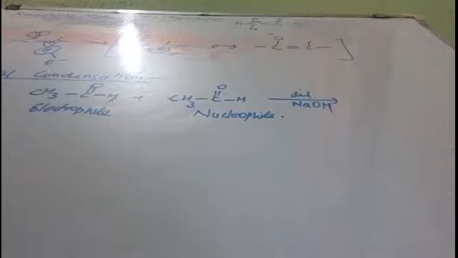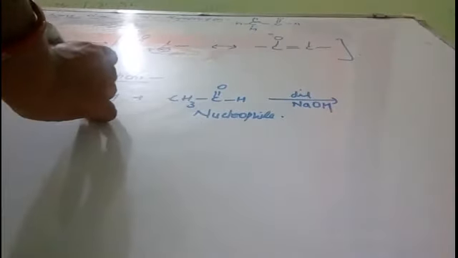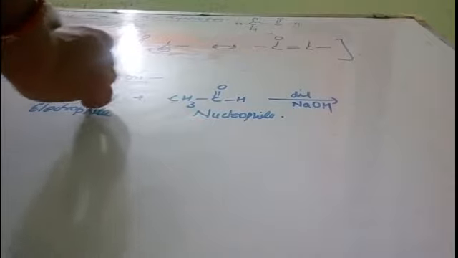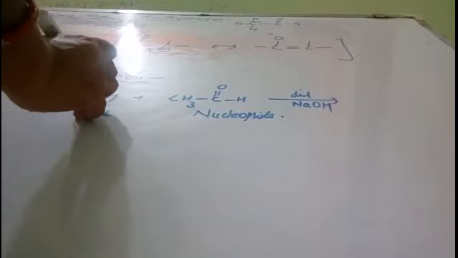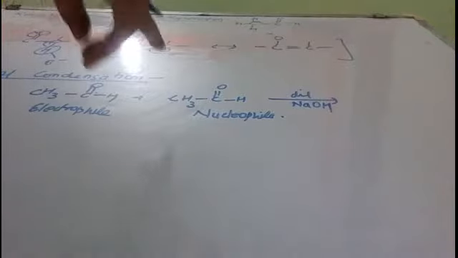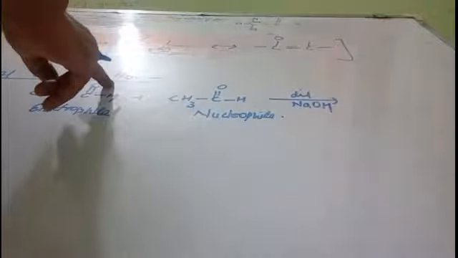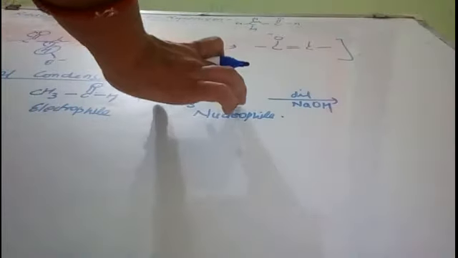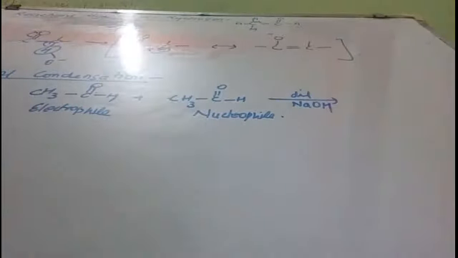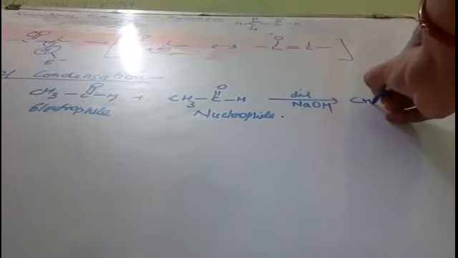So what will happen here? The hydrogen from here, see this carbon, this bond is a polar bond, so this carbon will become positively charged and this oxygen will become negatively charged, right? So the hydrogen, the proton from here will be accepted by this oxygen, and the remaining molecule which will become negatively charged, this anion which will be formed here, it will go and attack this carbon. So a condensation product will be formed, right?